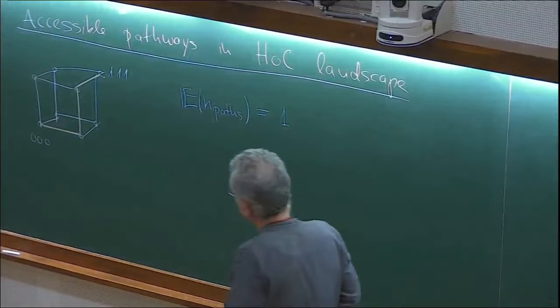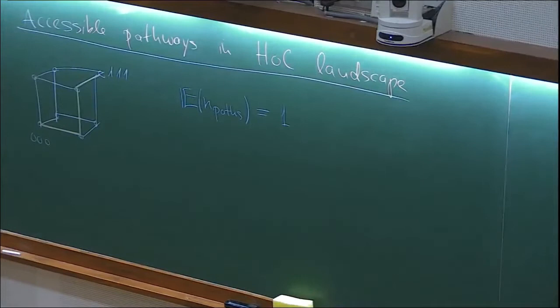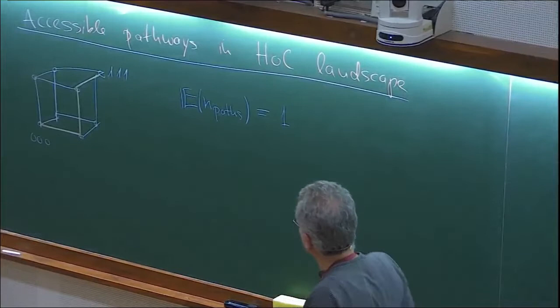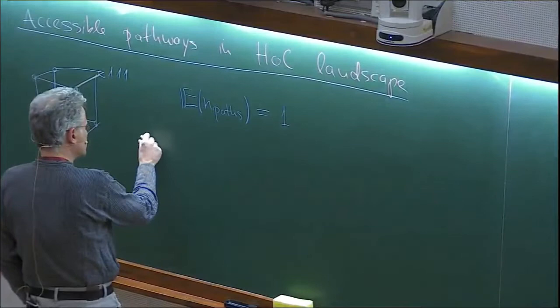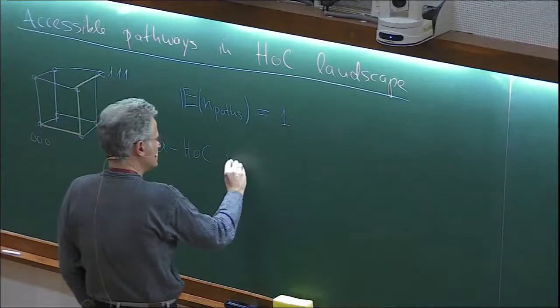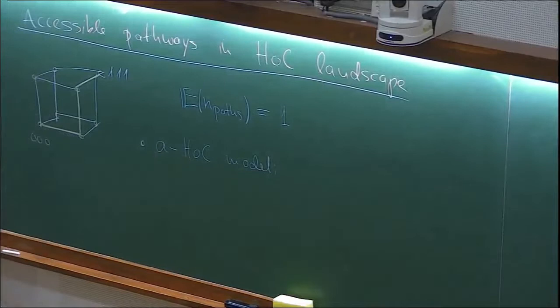But I also told you that this is somehow misleading because typically, in fact, there is no path, because the distribution of this quantity n path is very broad. And so I want to just give you an argument that sort of explains this. And for that, we want to modify the model a little bit, and we want to introduce something that is called the alpha House of Cards model. So what we need to look at is how the accessibility depends on the initial fitness. It turns out that in this situation, the most important factor determining whether such a path exists or not is the initial fitness.